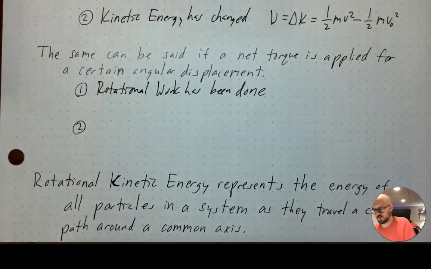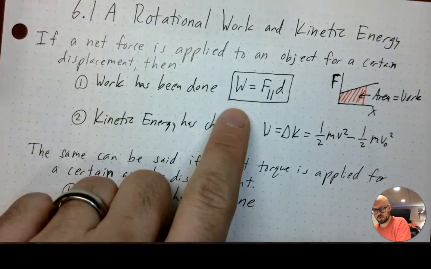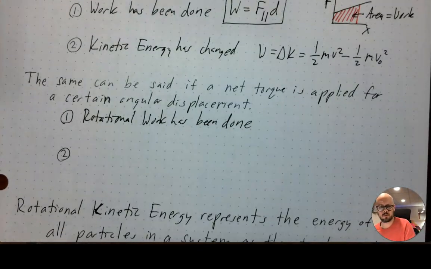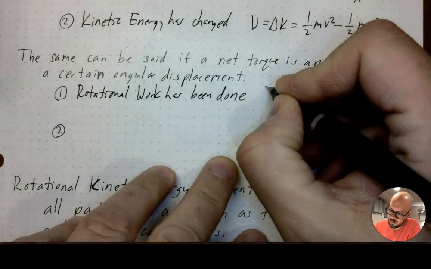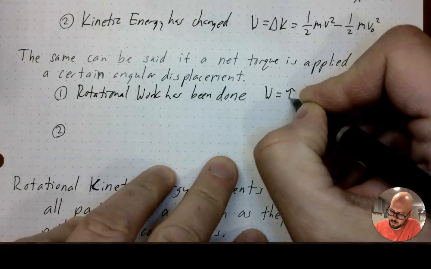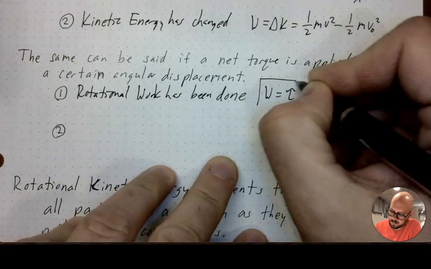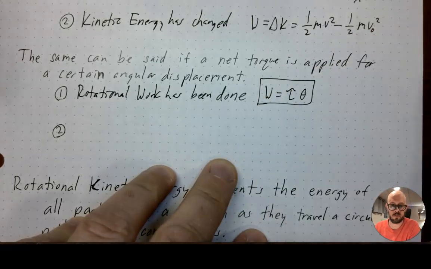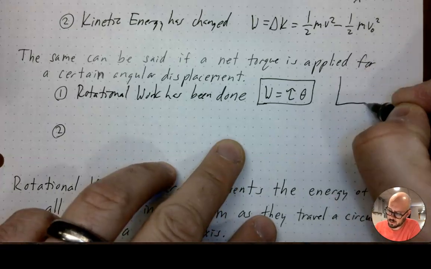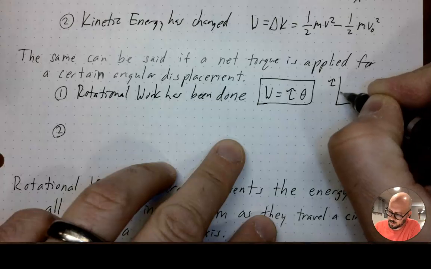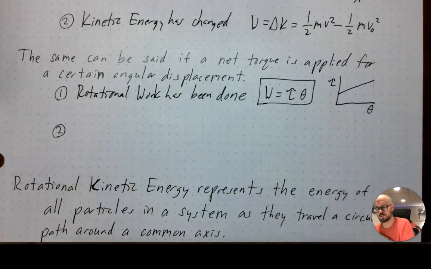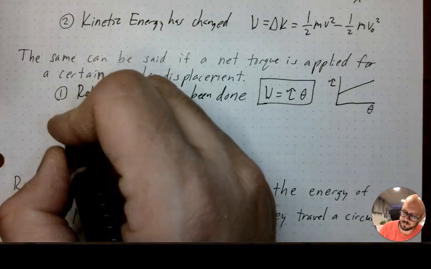And so, translational work is force times displacement. Rotational work is just the analogs for those variables. So rotational work is going to be torque times angular displacement, so tau theta. And so the same relationship exists. I'm not going to draw the full picture here, but if you had a graph of torque versus angular displacement, then you could analyze that graph and find the rotational work that has been done.